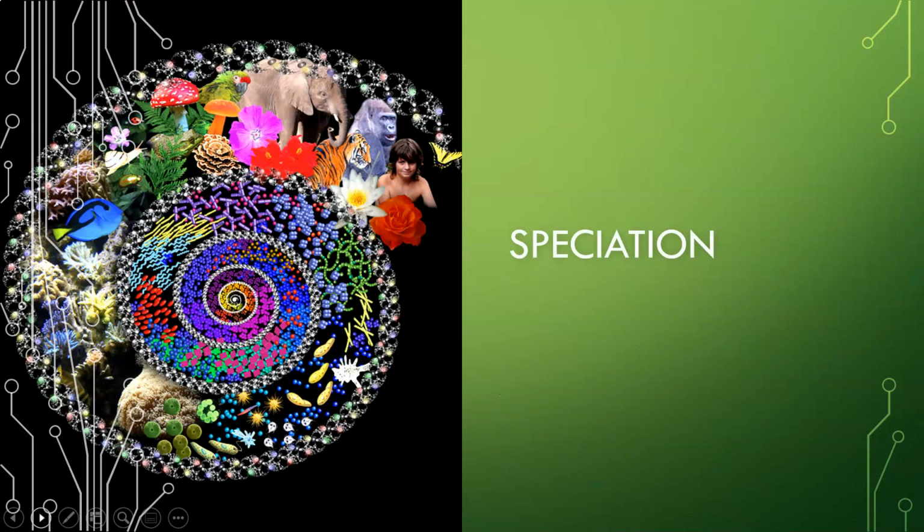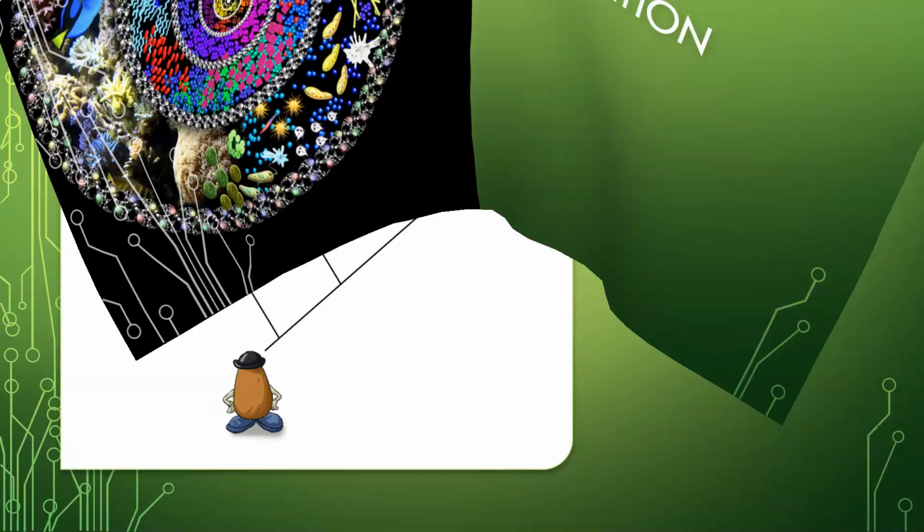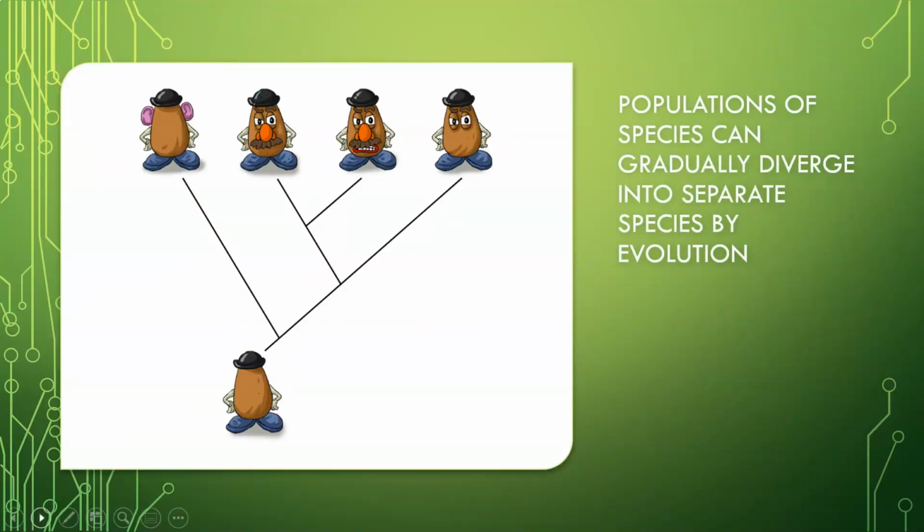All right, now we move on to the concept of speciation. Populations of species can gradually diverge into separate species by evolution. So this is what we were just talking about, where we have that common ancestor but then different species. And to explain this, we've got Potato Head.